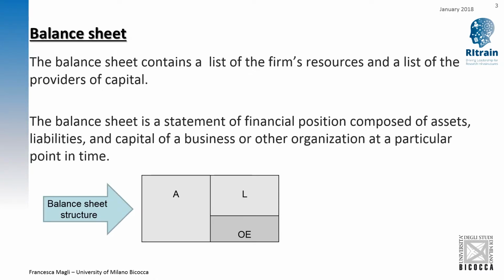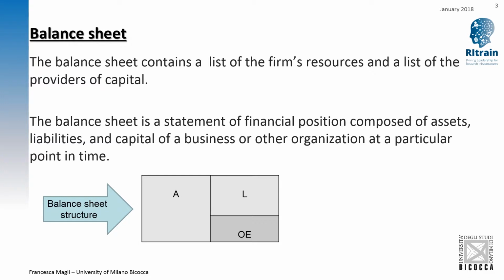This is the first most important statement, the balance sheet. The balance sheet presents a picture of the financial position of an entity, an enterprise, at a particular point in time. The balance sheet shows what the company owns, or the resources, assets, such as cash, accounts receivable, and equipment, and what the company owes, liabilities, such as accounts payable and loans.